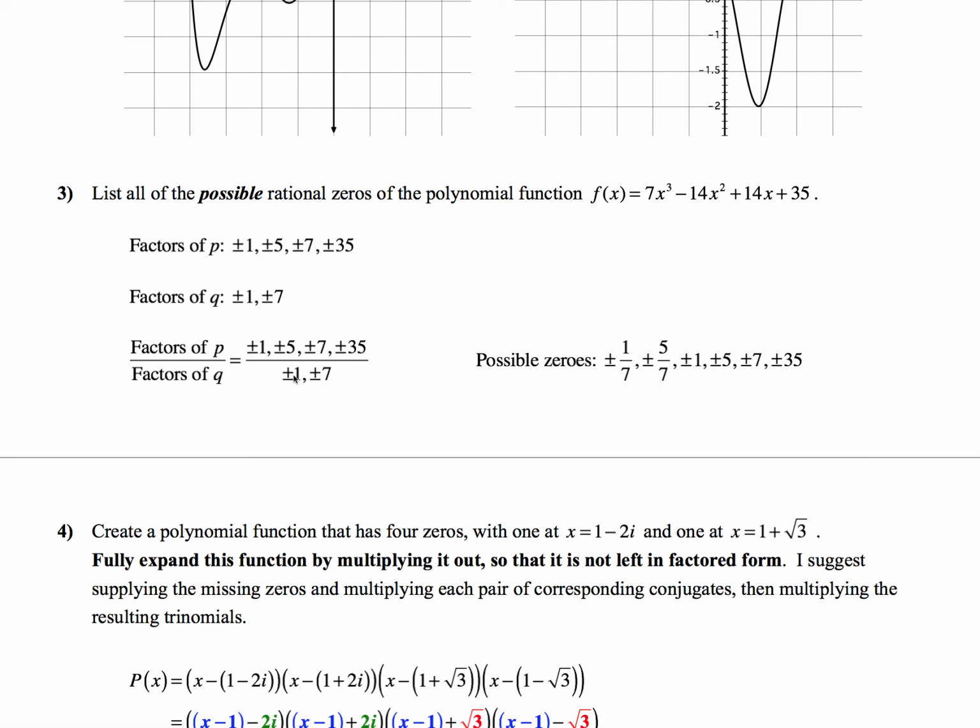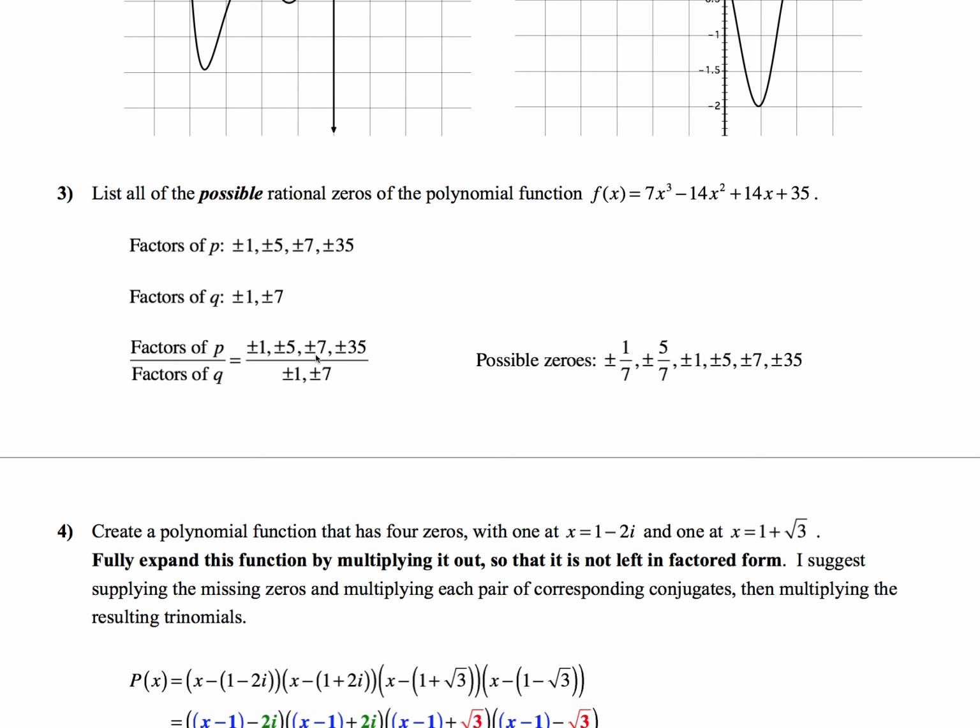Well, we could have 1 over 1, and that would be 1, but of course we have plus or minus 1. Or we could have 1 over 7, and that would be 1/7, or plus or minus 1/7. So that takes care of these two pairs of zeros. Then we move on to the 5. 5 over 1 is 5, plus or minus 5. 5 over 7 is 5/7, and that's plus or minus 5/7. And that's all we've got for the 5.